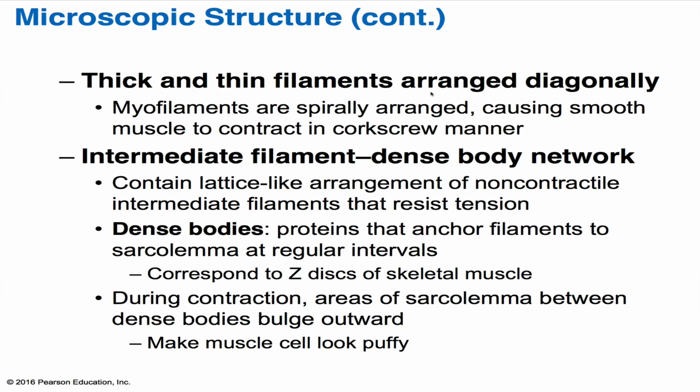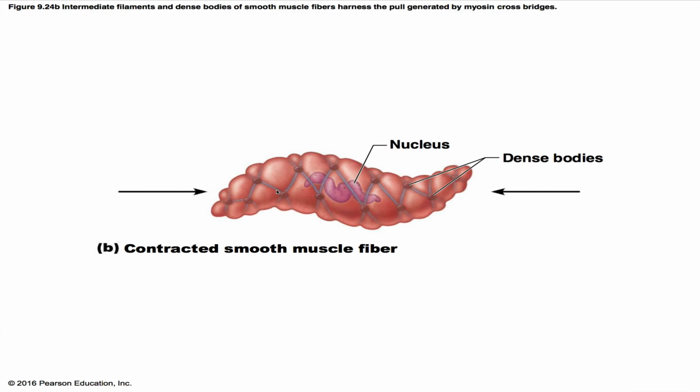During contraction, areas of the sarcolemma between the dense bodies bulge outward, giving the cell a puffy appearance. So in this illustration, you can see over here areas of the sarcolemma between these dense bodies, how they bulge outward.